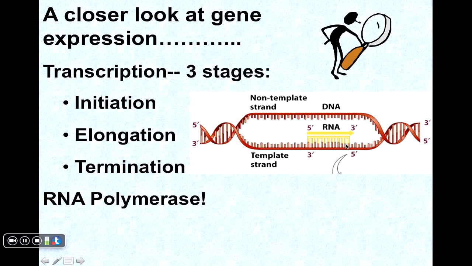It then makes its way down that portion of DNA, and the RNA polymerase brings in complementary RNA bases to form a piece of messenger RNA. So again, RNA polymerase, a key enzyme involved in the process of transcription.